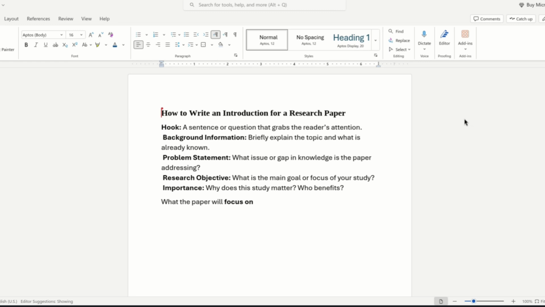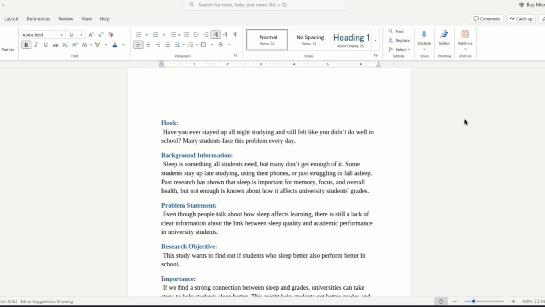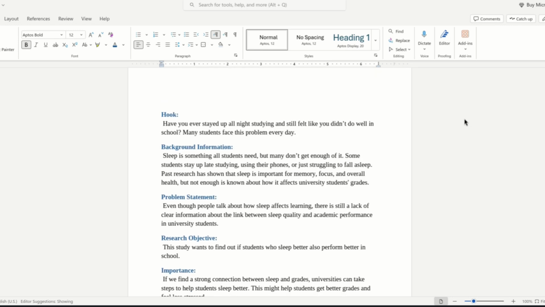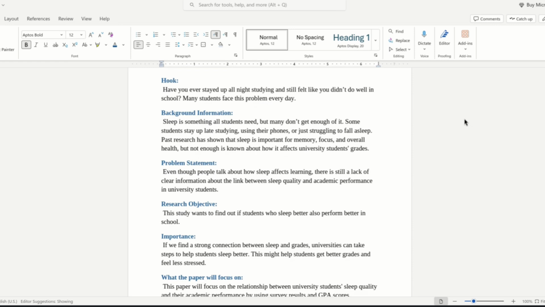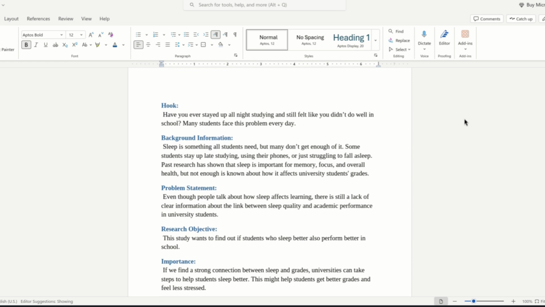A good introduction consists of several key parts, each serving a unique purpose. The first element is the hook, an engaging sentence or question designed to capture the reader's interest right from the start. This sets the stage for the rest of your introduction, inviting your audience to explore your research further.